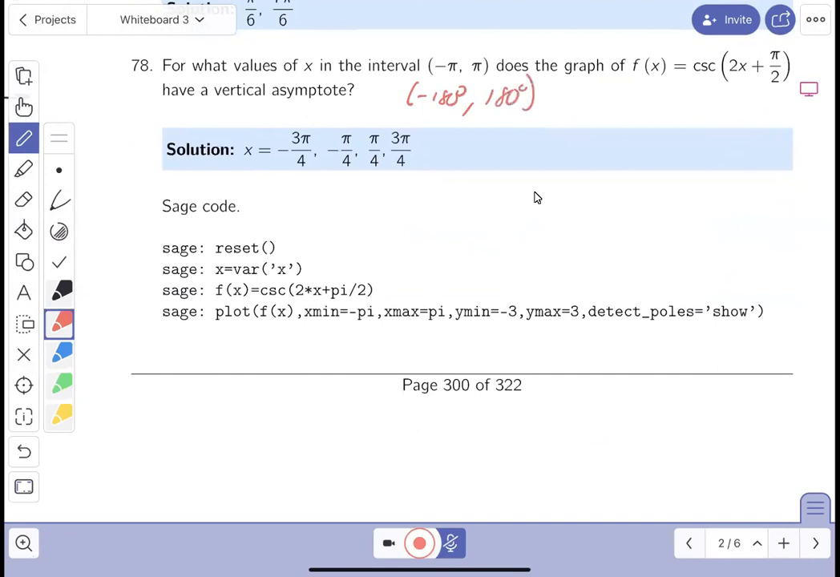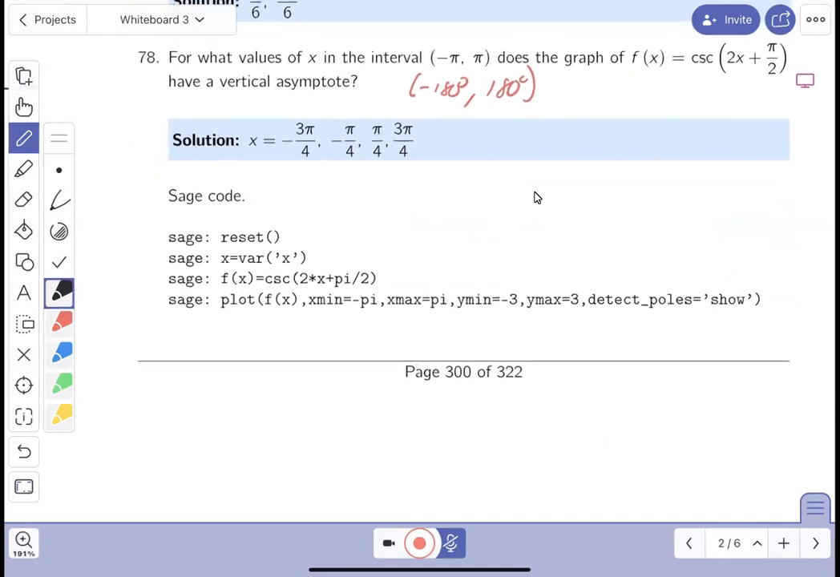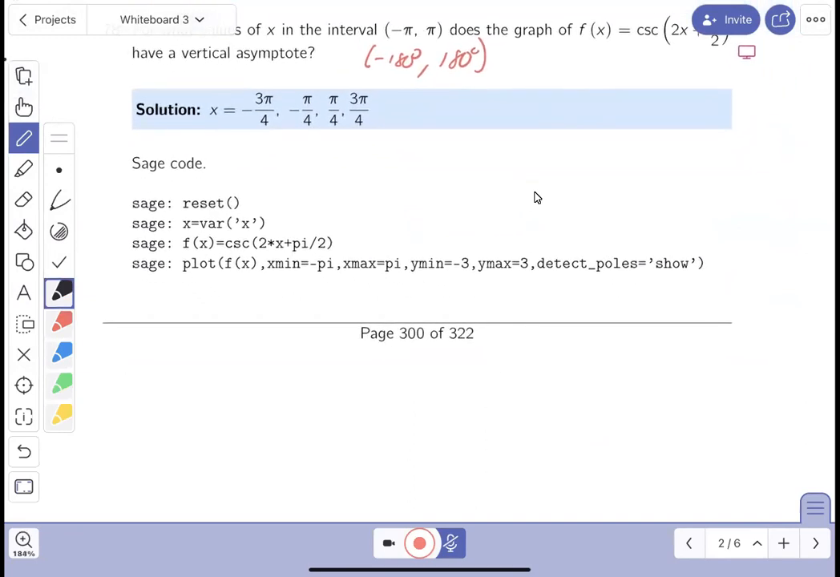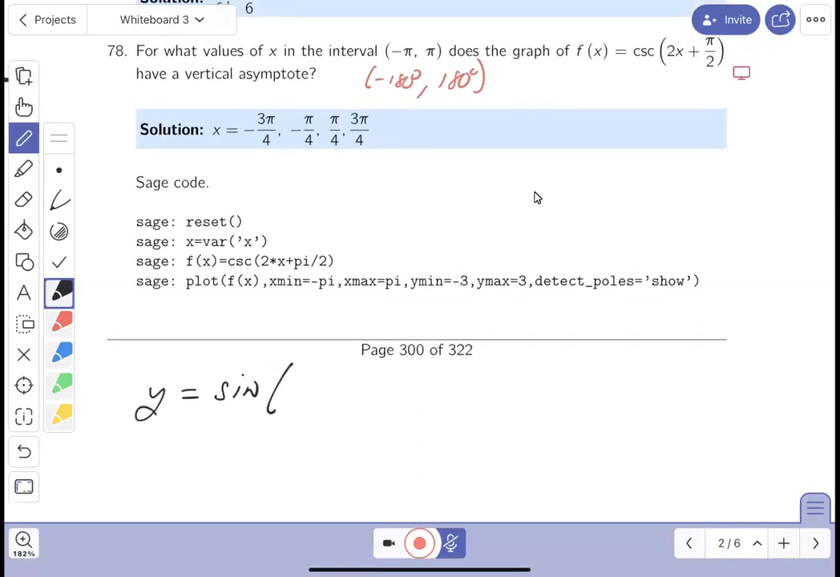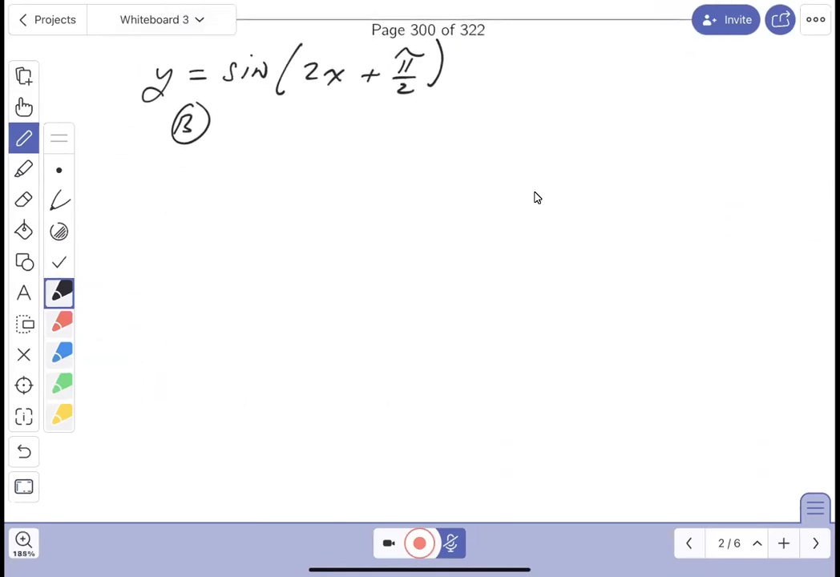All right. So I got to figure out, and the way I've been doing this in the classroom is I've been not graphing cosecant. I've been graphing a related function, which is the sine function. So I'm going to write that down. Sine of 2x plus pi over 2. And let me put the begin and end down for this.